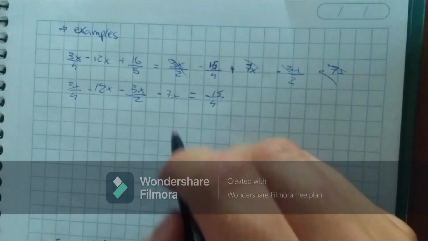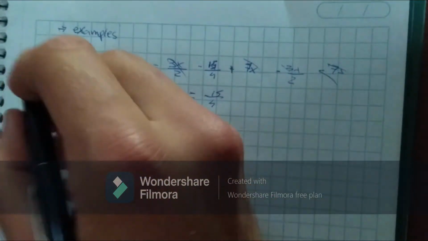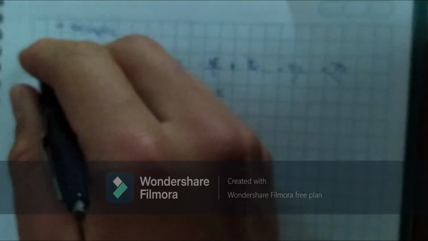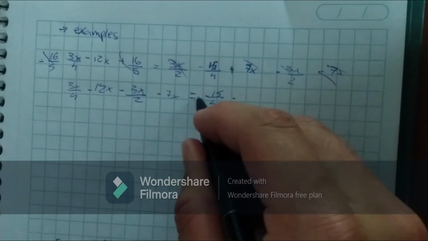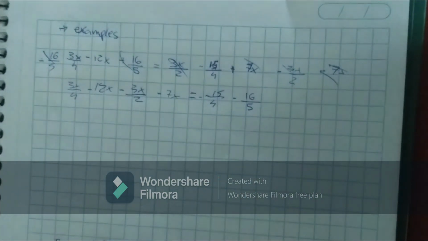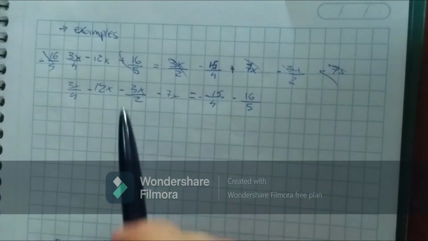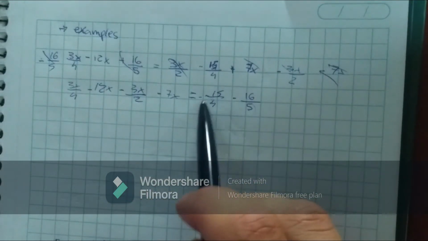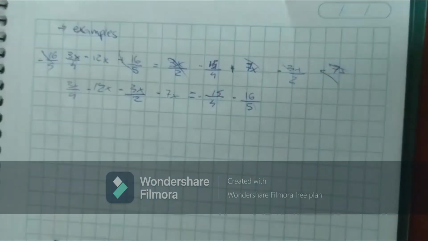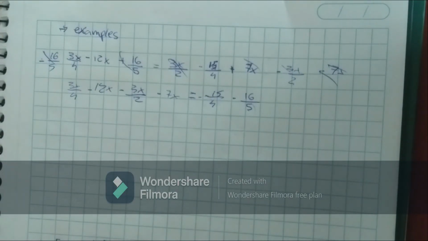And then this positive 16 over 5, I want to subtract 16 over 5 to both sides. I can cross these out. And then minus 16 over 5. And then now I have to solve this equation. Well, how do I do this if I have these denominators here? Well, what I can do here is to find a common factor, so that when they're all in the same factor, I can just multiply both sides by that factor and get rid of all the denominators.